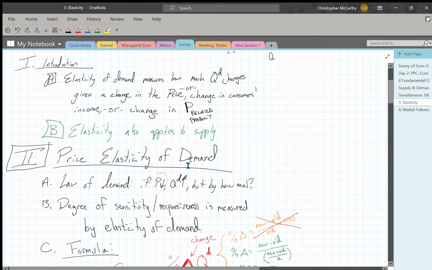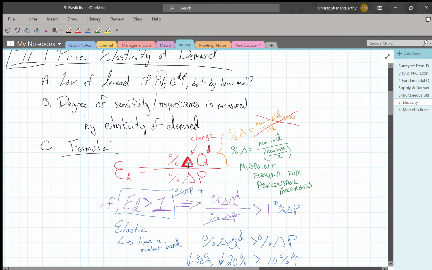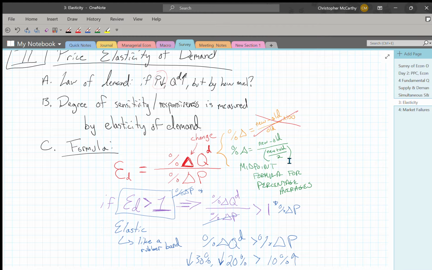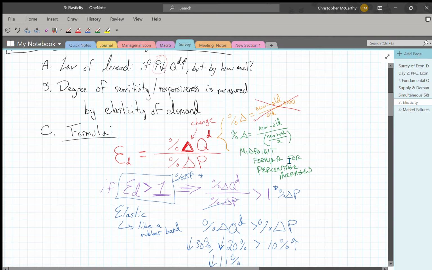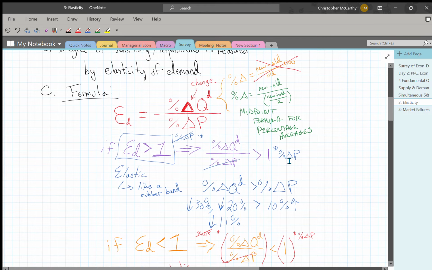All right, so we went over price elasticity of demand. We went over the formula. We talked about how instead of that old formula, where we use new minus old over old, we're going to use this new midpoint formula. That's so that the elasticity between, say, a price of 8 and 10 is the same as the elasticity between a price of 10 and 8. So it's bidirectional. We're going to use that midpoint formula to get those percentage changes.